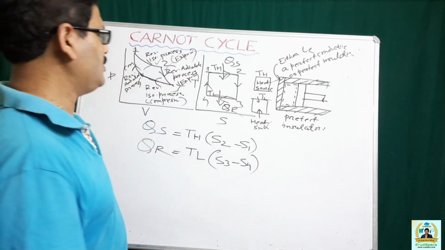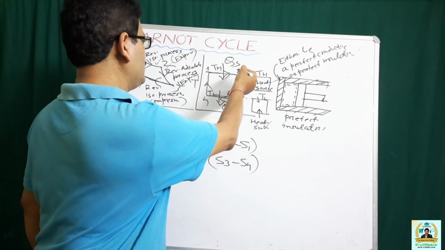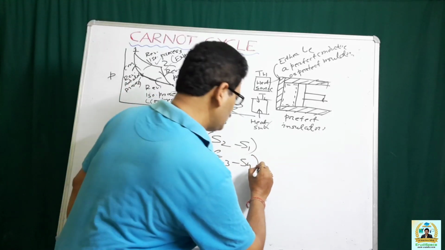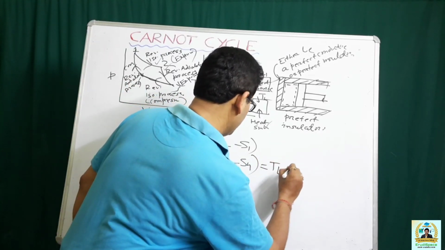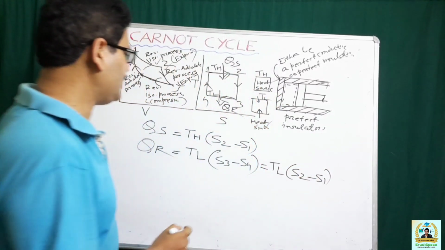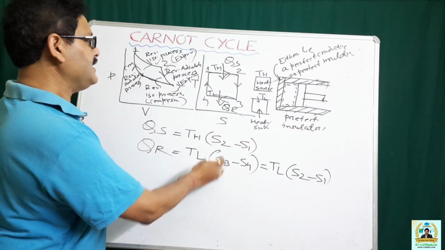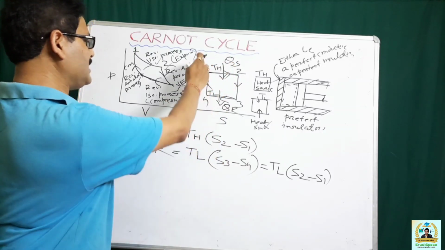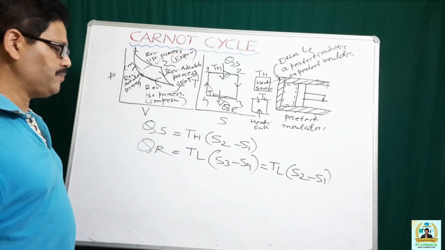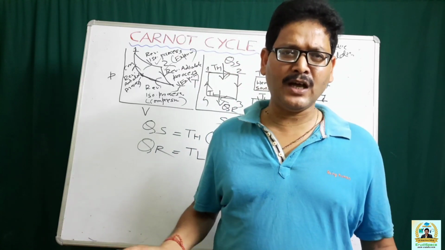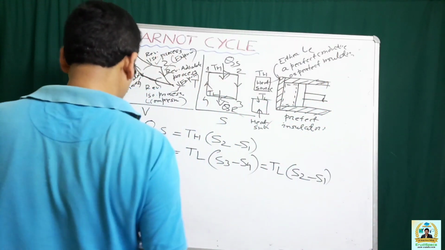And all of us know that both 2-3 and 4-1 are isentropic processes. So you can substitute this by S2 minus S1, because S3 is the same as S2 and S4 is the same as S1. Now we can find out the thermal efficiency of the Carnot cycle.